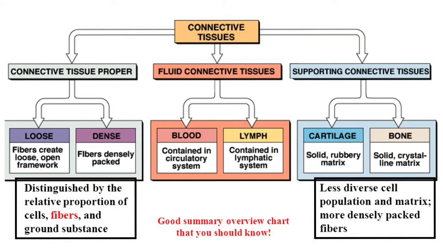What is the second one? The second one is skeletal tissues. Cartilage and bones are the skeletal tissues. And the third type is vascular or fluid tissues. What are they? Blood and lymph. I will explain all of this in my next video. I have already explained blood and lymph, so we have to go for areolar, adipose, tendons and ligaments, and cartilage and bones.